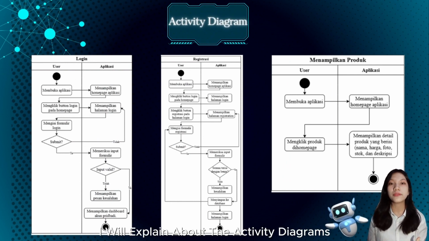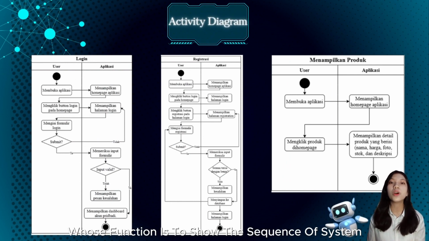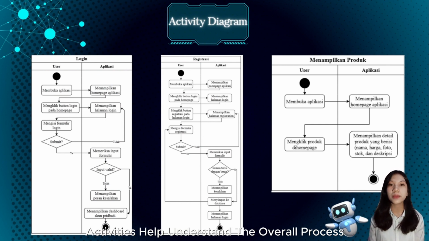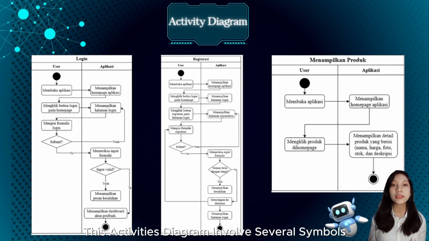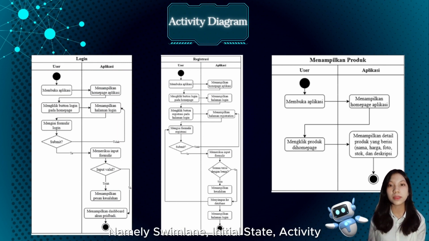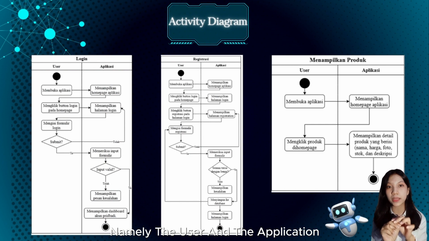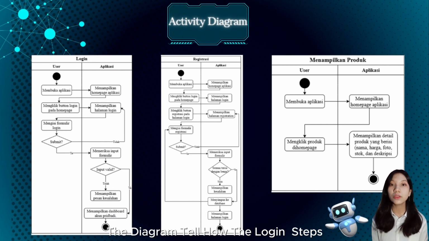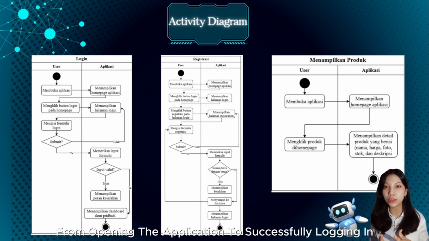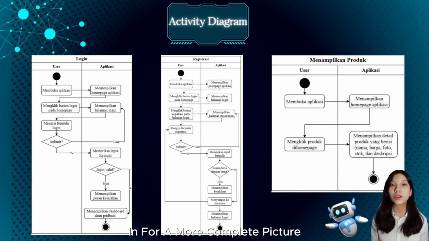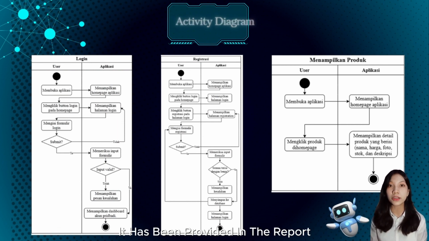I will explain about the activity diagrams, whose function is to show the sequence of system activities, help understand the overall process, and describe the business process in more detail. This activity diagram involves several symbols, namely swim lane, initial state, activity, decision, join, final state, and transition. One example is the login activity diagram. There are two actors, namely the user and the application. The diagram tells how the login step goes from opening the application to successfully logging in. For a more complete picture, it has been provided in the report.